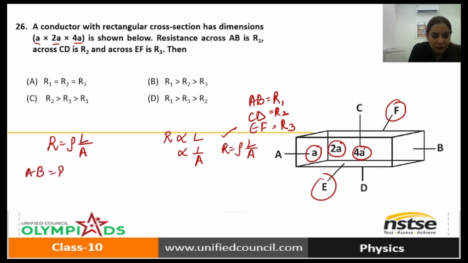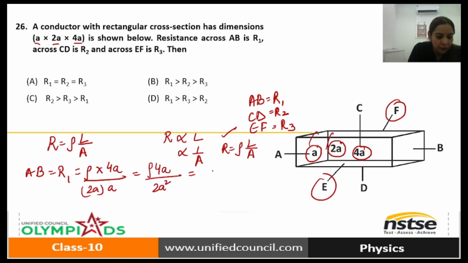So AB, we know resistance is R1. Putting the value, rho is constant, so for any material rho remains the same. Here the material is the same, so the value of rho would be the same, so we'll be using only rho. Rho length will be 4A and area in this case is 2A into A. If you solve for this, it will come out to be rho 4A over 2A square, and it comes out to be 2 rho upon A.